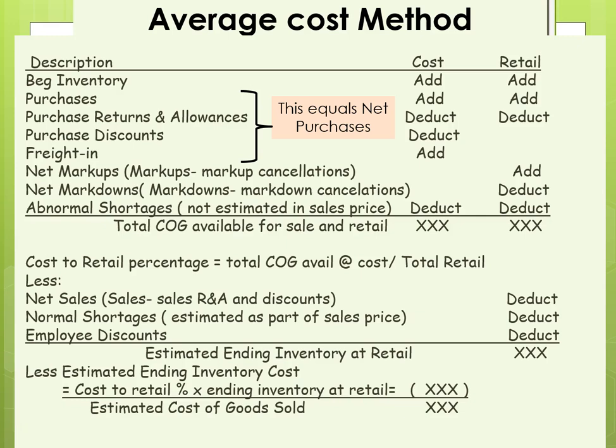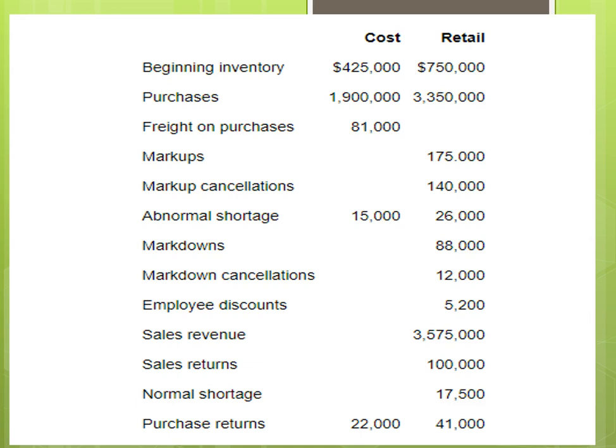Now let's look at an actual problem. Okay, here's our problem. It has it all. It doesn't give you net purchases. It tells you purchases and freight on purchases. It gives you markups and markup cancellations, which means we have to subtract them out. We've got abnormal shortage. We've got markdowns, and you have to subtract out those markdown cancellations. It has employee discounts. It gives you sales revenue, which means you're going to have to subtract out the sales returns because we need net sales. And we have normal shortages and purchase returns.